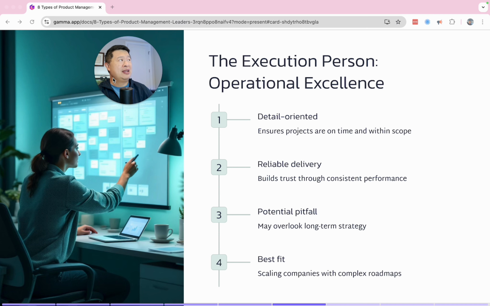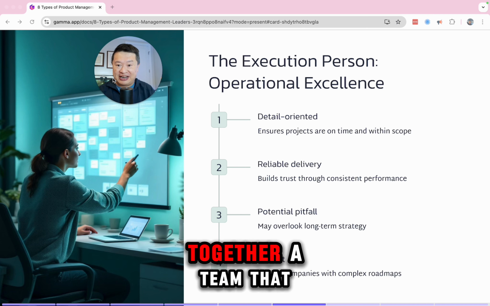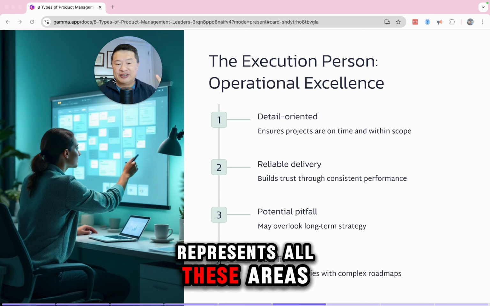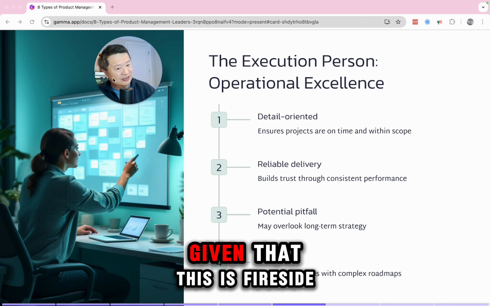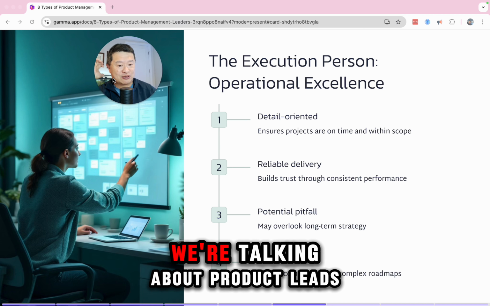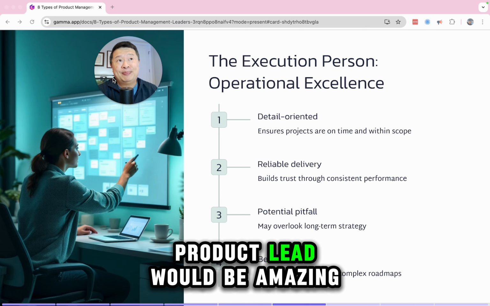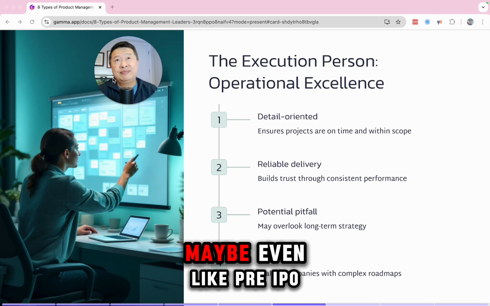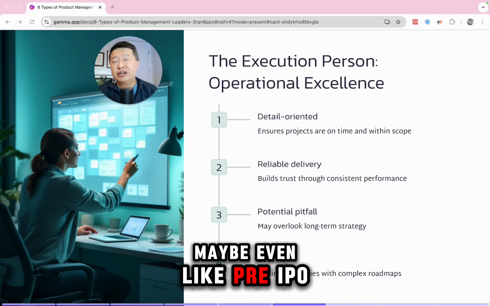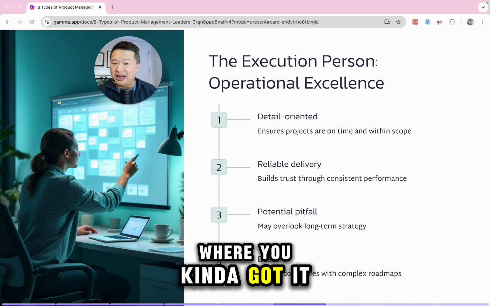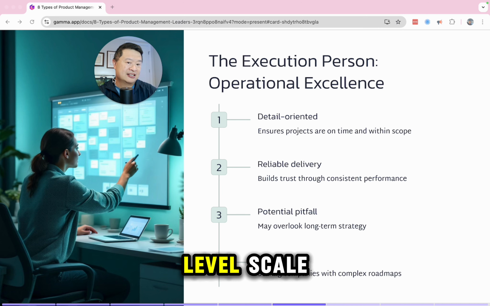Now, if you're the CEO, oftentimes you're thinking about putting together a team that represents all of these areas. But for this episode, and given that this is a Fireside PM podcast, we're talking about product leads. So this type of product lead would be amazing, maybe even pre-IPO, where you've got it dialed in and you just need to get that next level of scale.